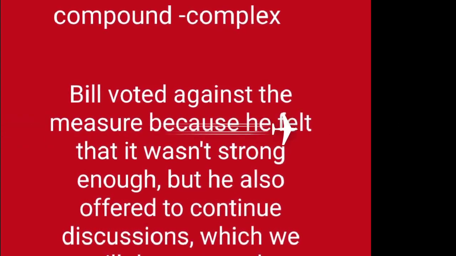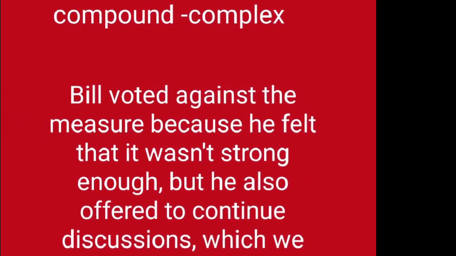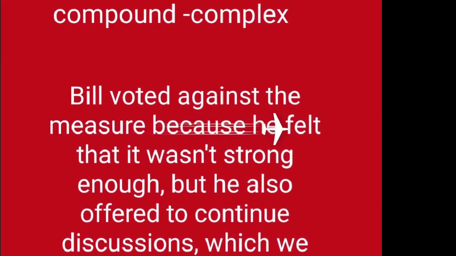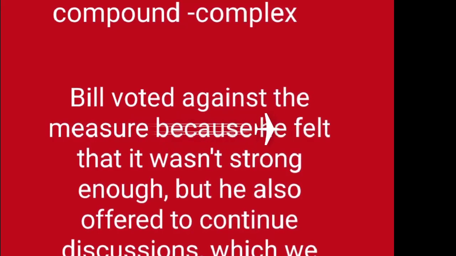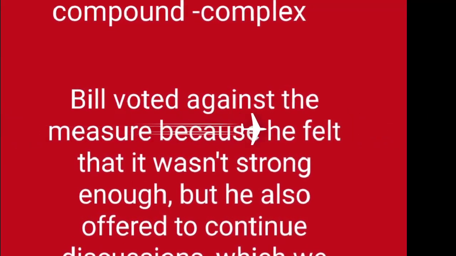Also offered to continue discussions, which starts the sentence again. Again it can be a dependent clause. Okay, so here you can look at two independent clauses and two dependent clauses. This is called a compound complex sentence.